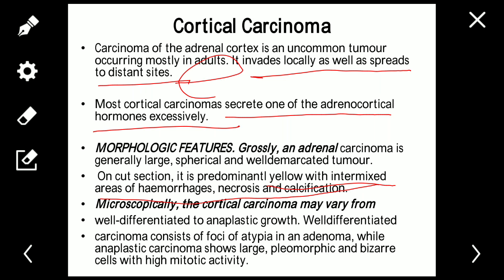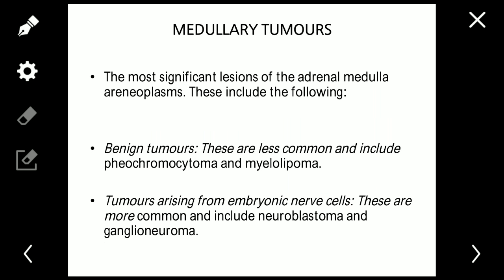Microscopically, the cortical carcinoma may show well differentiated to anaplastic growth. Well differentiated carcinoma consists of foci of atypia and an adenoma, while anaplastic carcinoma shows large pleomorphic and bizarre cells with high mitotic activity. These two were the cortical tumors. Then we have medullary tumors, benign tumors and malignant tumors.